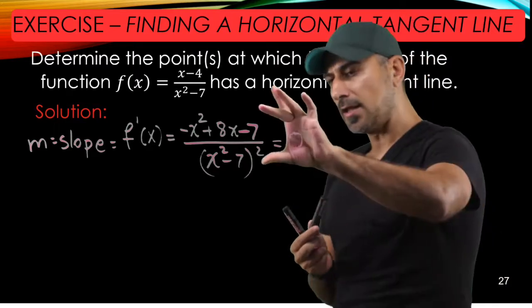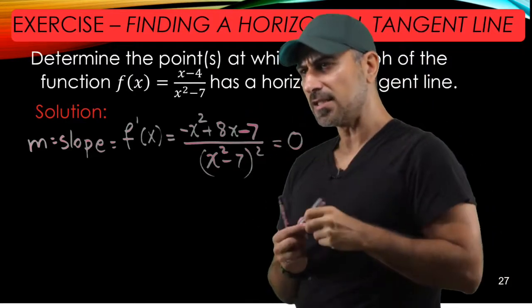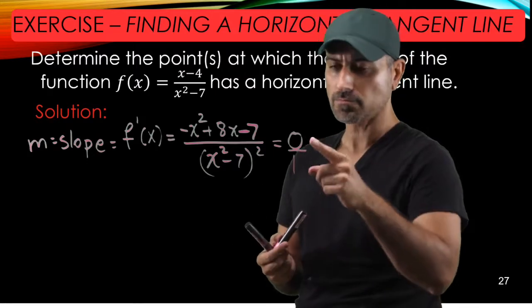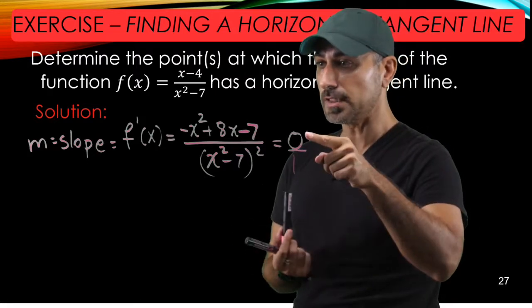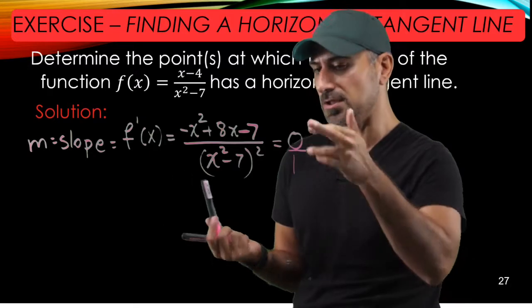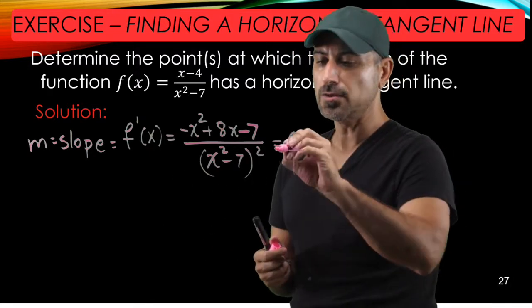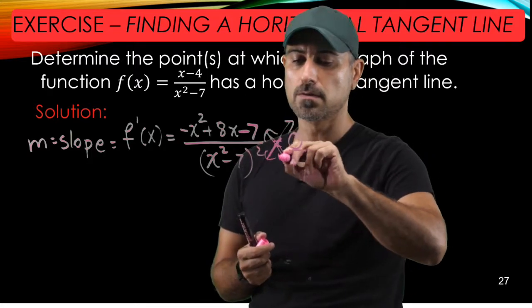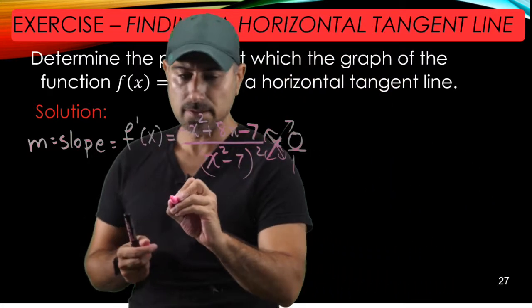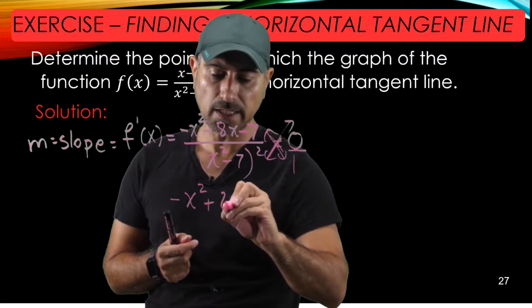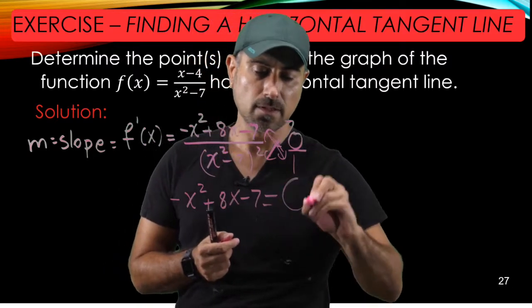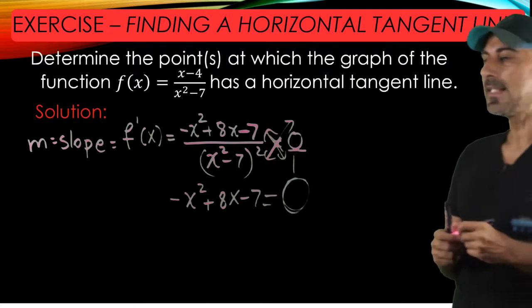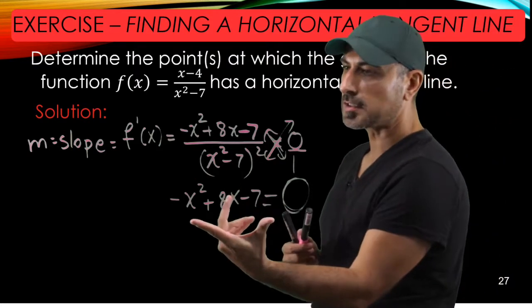But we know that the left-hand side is a quotient and the right-hand side is just a number. Why don't we make the right-hand side look like a quotient by dividing it by 1, which is going to be 0 anyway. So then we can do the cross products here, as you see, and then get minus x squared plus 8x minus 7 equals 0. So our next task is to solve this quadratic.